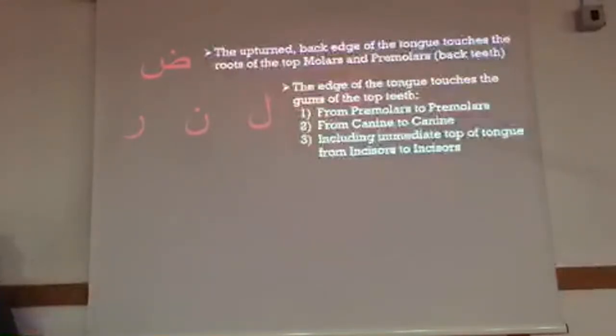So lam again, when the edge of the tongue touches all of the top teeth. Lam, from the premolar to premolar. Noon, the tongue is a bit more curved up. And when it's curved up, it's only going to touch from canine to canine. Noon. Now ra is a bit difficult. Now ra is when the edge of the tongue touches the gums of the top teeth, including the immediate top of the tongue, from incisor to incisor.